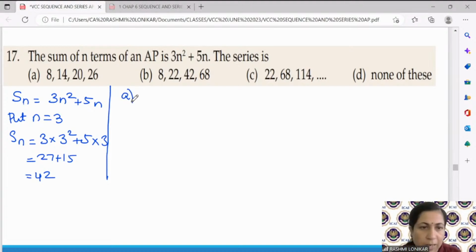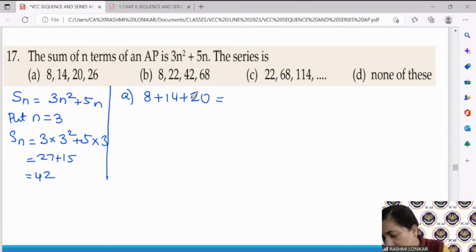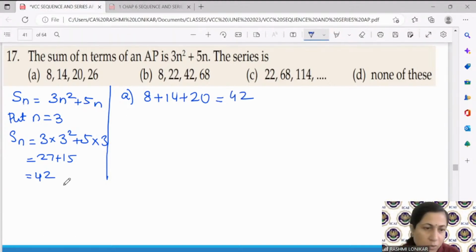Now option A, let us take the first three terms, 8 plus 14 plus 20. 8 plus 14 plus 20 is 42. Okay, I should get 42. This is a correct option.